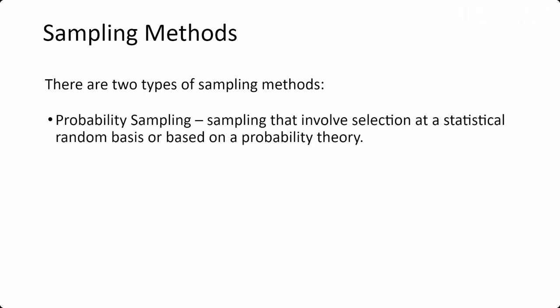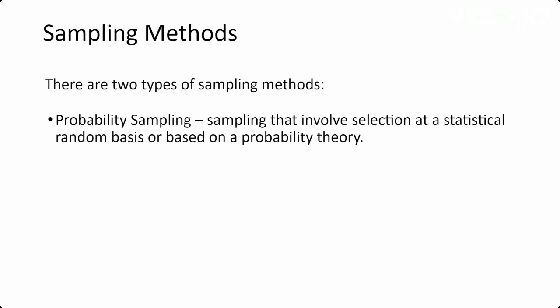We come to sampling methods. There are two types of sampling methods. We have probability sampling, and this is sampling that involves selection on a statistical random basis, or based on a probability theory. So in this case, there is a statistical formula on which you are going to base your sampling.